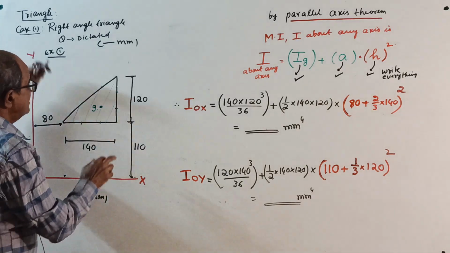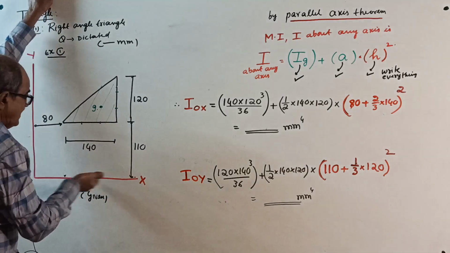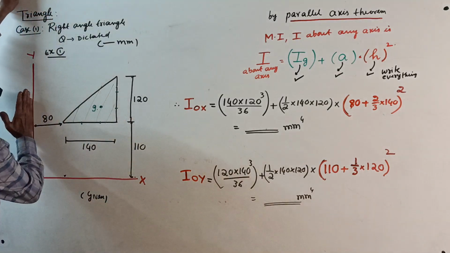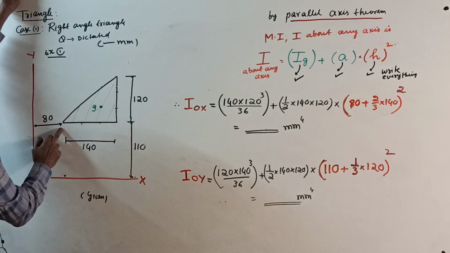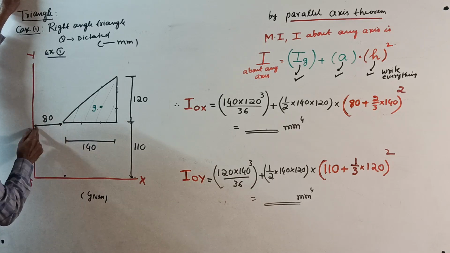So now no one should ask, sir, how did you get 110? It is some distance from the OX axis, it is 110. From the OY axis, how much is this? 180. I will always give the vertical distance and the horizontal distance.